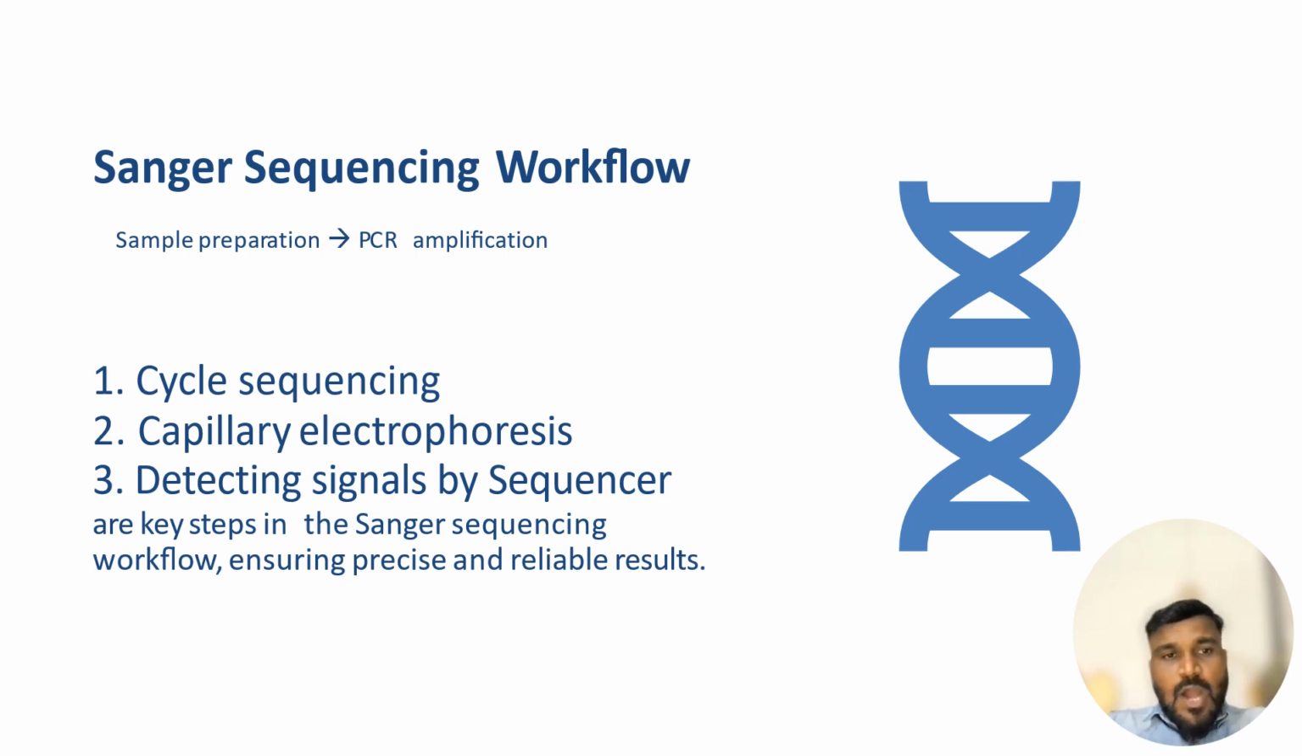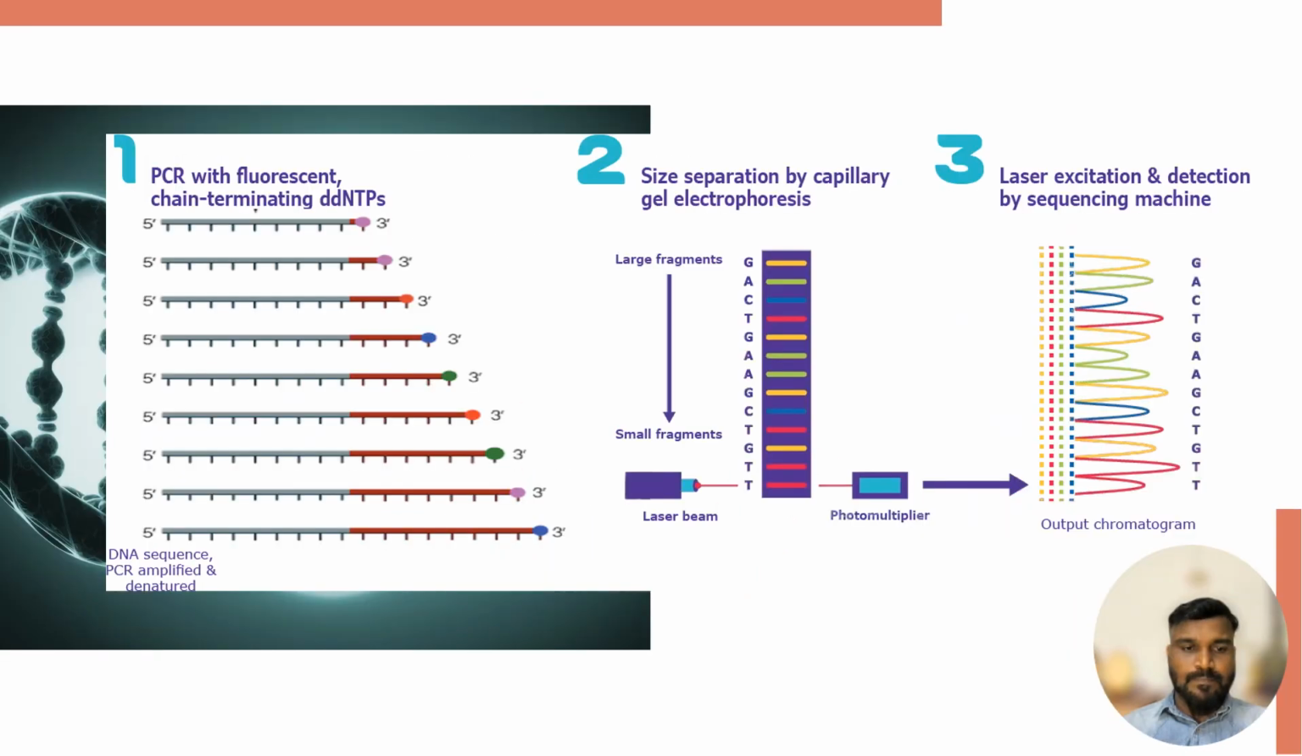Now we will see how this Sanger sequencing workflow goes. Basically, we have to get a DNA and use a gene specific primer, a fragment specific primer, and give the PCR product. After that, the Sanger sequencing workflow goes through cycle sequencing, followed by capillary electrophoresis, which will be followed by the detection of the signal by the sequencer.